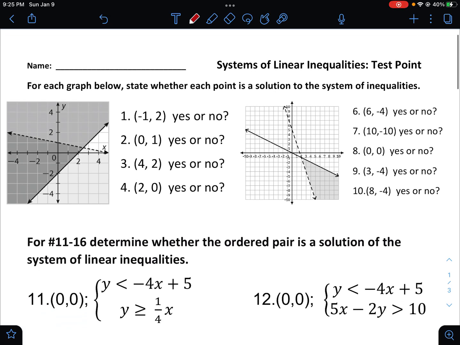Hi Rangers, this is the first part of solving systems of linear inequalities. We're going to be going over a test point today.